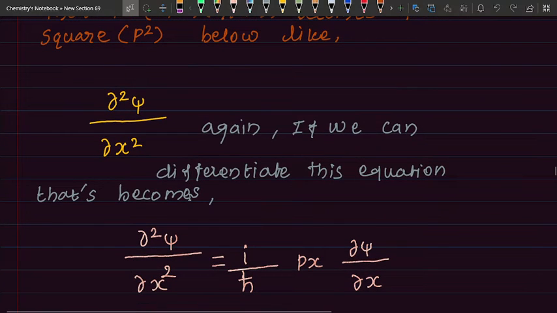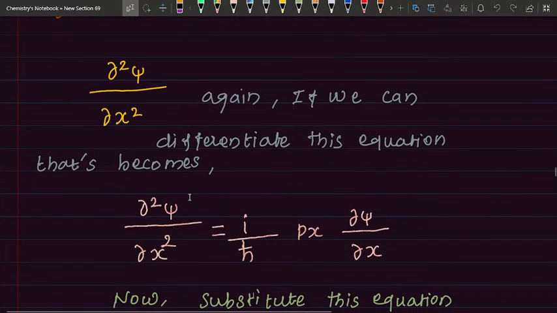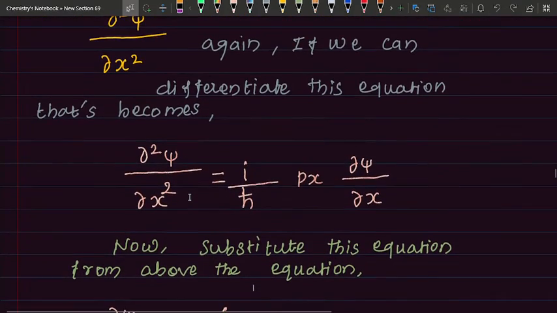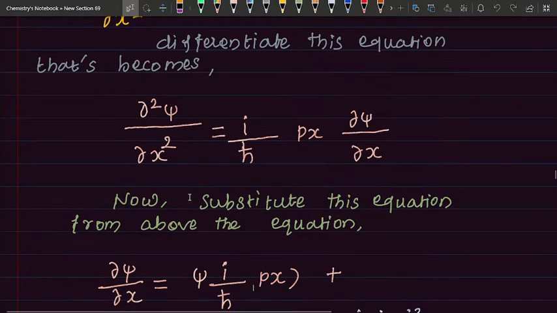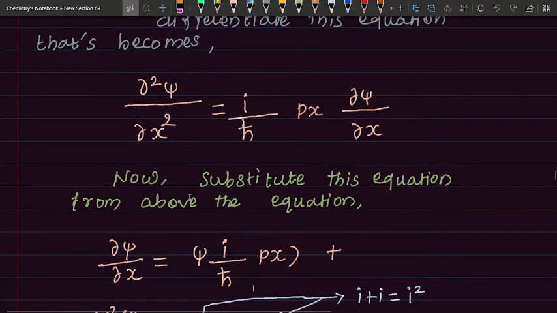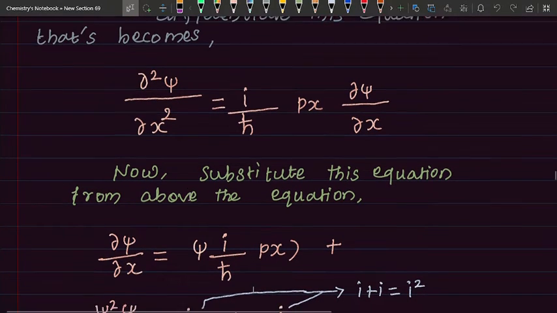Again, if we differentiate this equation, dou square psi divided by dou x square equals i divided by h cut px times dou psi divided by dou x. Now substitute this into the above equation.